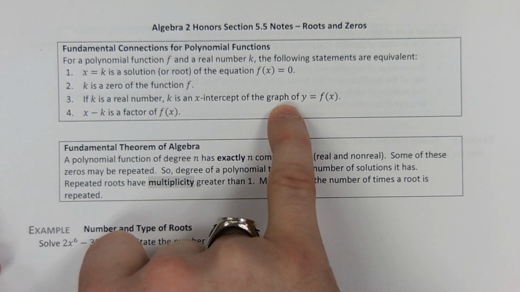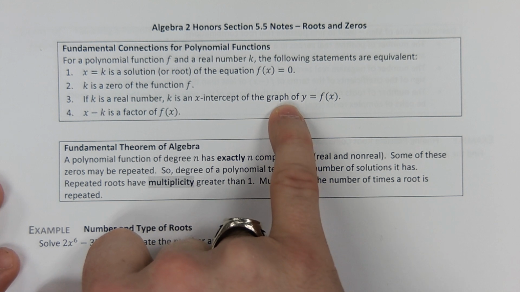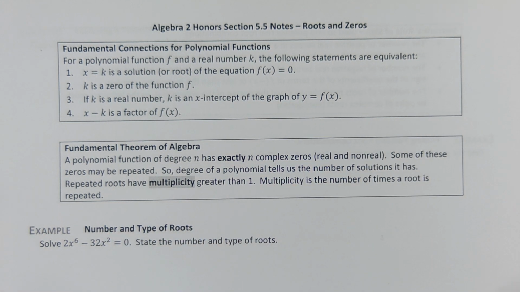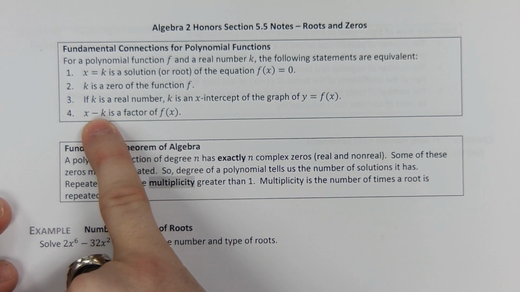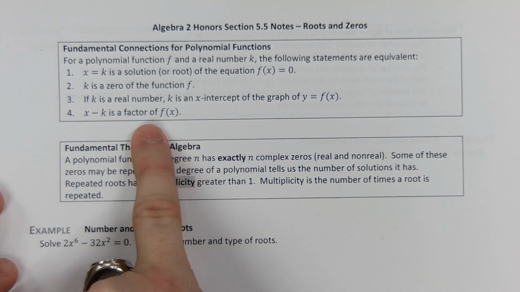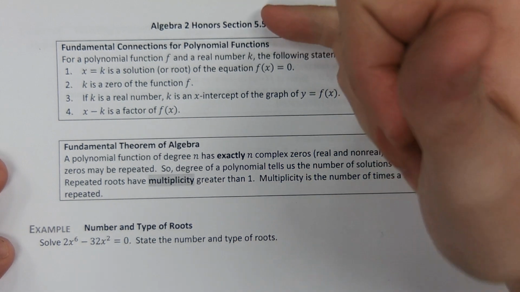It basically tells you a place where your graph has a wiggle in it, but it didn't touch the x-axis with that wiggle. That's basically what it's telling you. And lastly, if you know k is a solution, then x minus k is a factor. We often find the factors and then use the factors to get our solutions. All of that means the same thing.